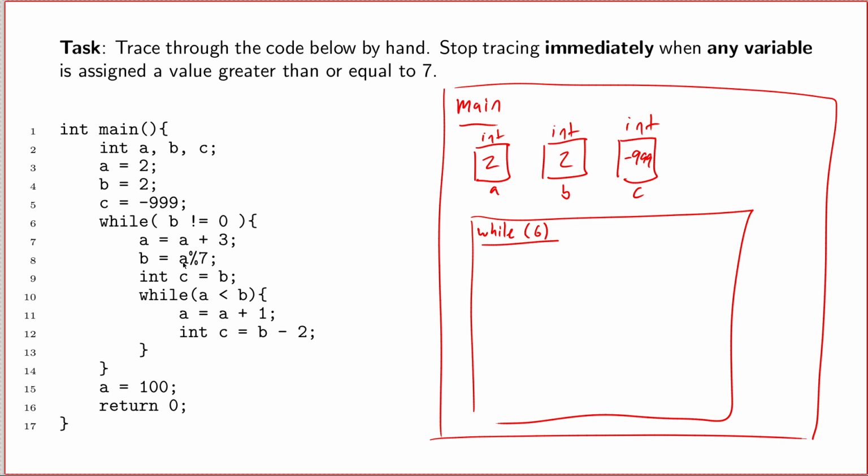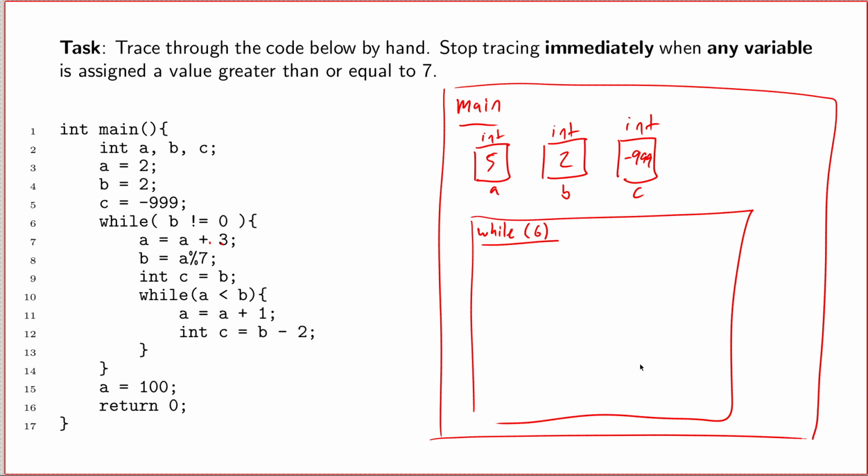Okay, so I open up my while loop, and then it says a equals a plus 3. Okay, so I actually have to work this out. So what's the value of a? In this scope, I have nothing called a, so I leave, and then I find the value of a out here. It has the value 2. So a equals 2 plus 3. Well, 2 plus 3 is the integer 5, and so I assign that to my variable a. Okay, and then we'll just clean this up.